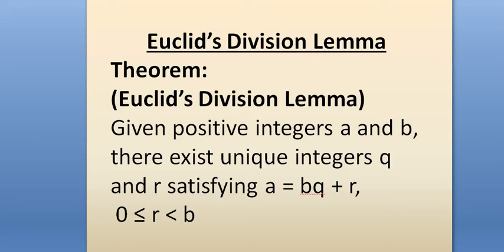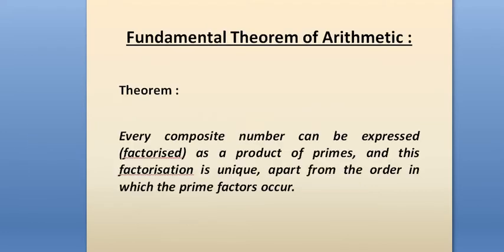So today we will go ahead with the next theorem, that is the fundamental theorem of arithmetic. What does the theorem state? According to the fundamental theorem of arithmetic, every composite number can be expressed or factorized as a product of primes, and this factorization is unique apart from the order in which the prime factors occur. Let us see it in detail.